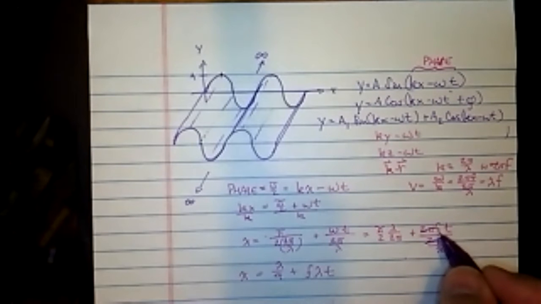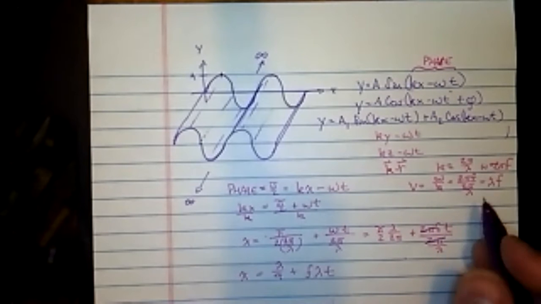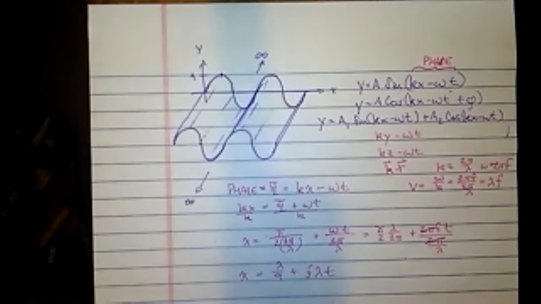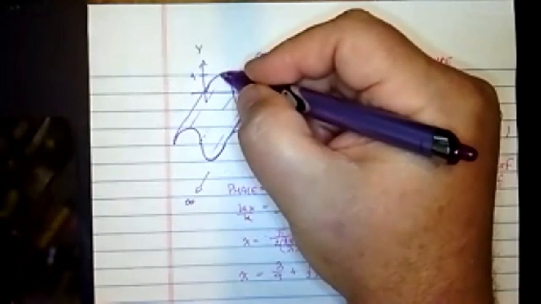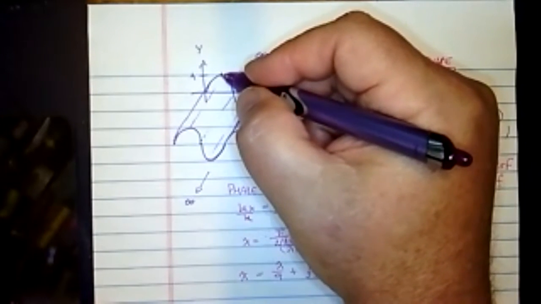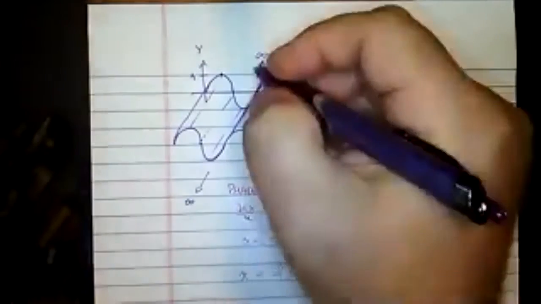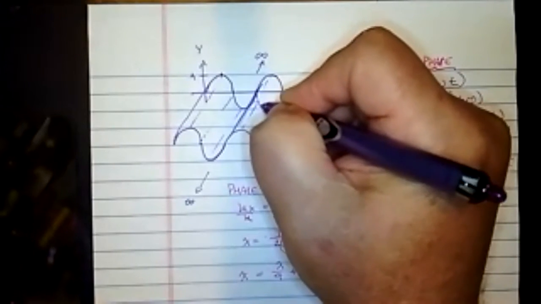This lambda is going to come up top, so I'll have f times lambda, which, by the way, is the same thing as lambda times f, and therefore is the velocity. So this means that the x, in other words, this point on the wave right here, is going to start off at t equals 0 at the position x equals lambda over 4, and that makes perfect sense because, like I said, this distance is lambda.